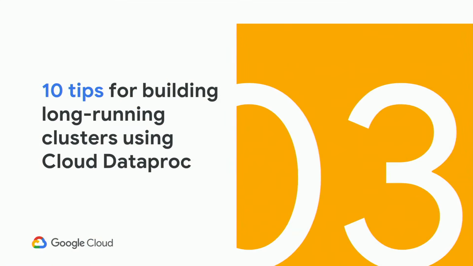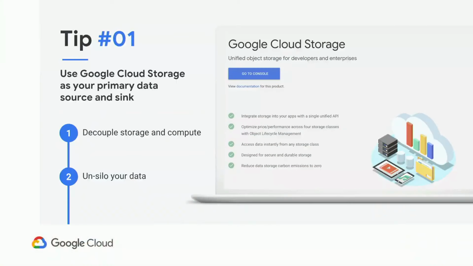Well, cool. So let's get to the fun part. You've got 10 tips for our friends out there around building long-running clusters using Cloud Dataproc. Tip number 1 is using Google Cloud Storage as your primary data source and sink. Now, wait a minute. I thought we were talking about Cloud Dataproc. Why is the first tip about Google Cloud Storage?